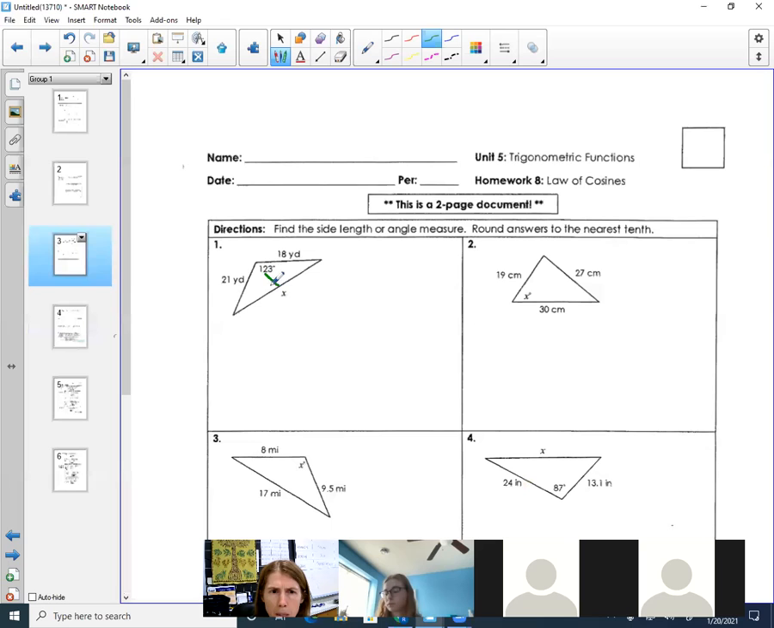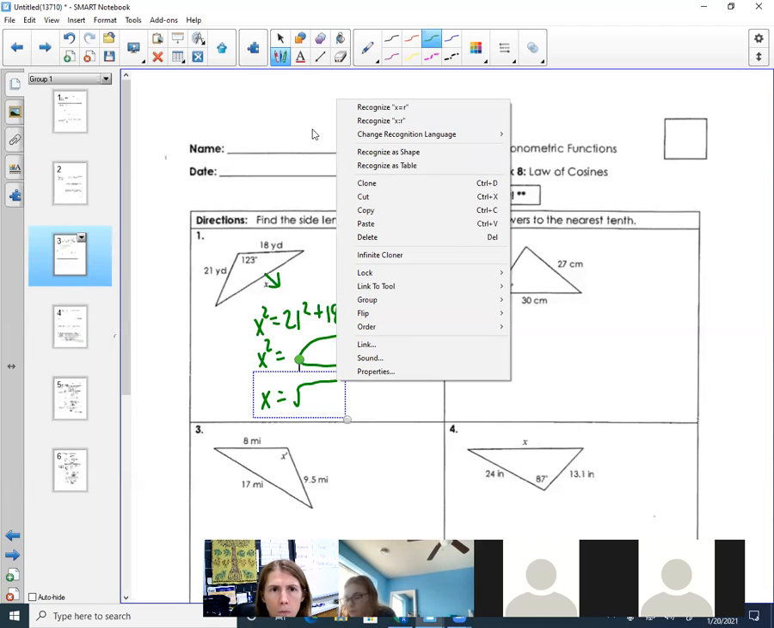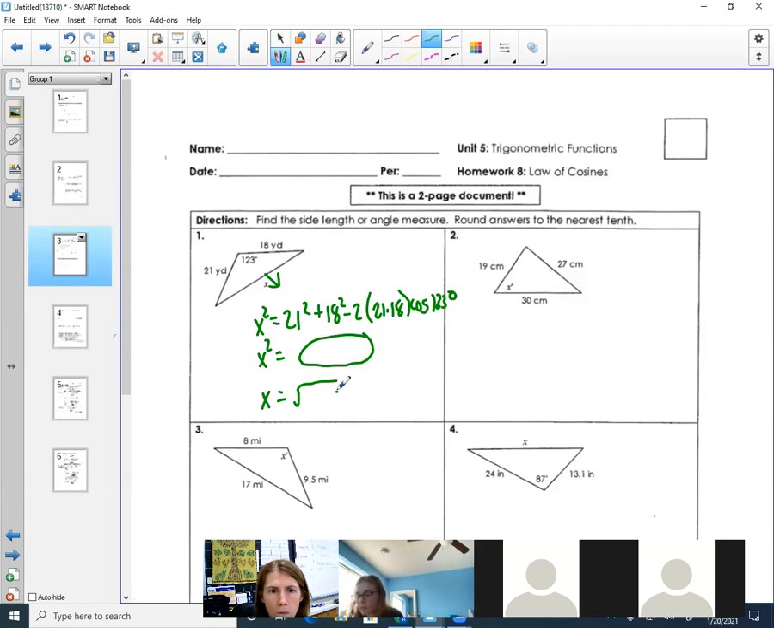If you look, these are opposite of each other. So we're going to do x squared equals 21 squared plus 18 squared minus 2 times 21 times 18 cosine of 123. Okay, remember when you get your answer, it's x squared equals all this. You need to square root your answer, the square root of that whole answer. Okay, and I'm just going to put the answer here.